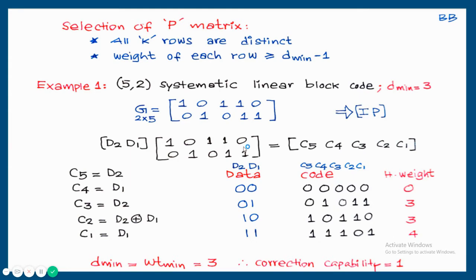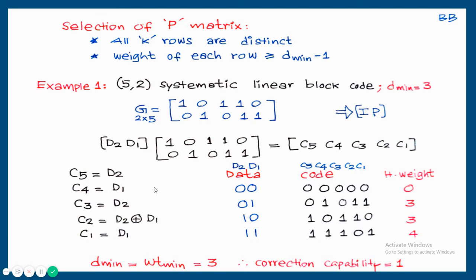The same 5 equations I am using here for writing the code. First I wrote D2 D1. It's a (5, 2) code, only 2 data bits. I am writing all possible data bit combinations here: 0, 0, 0, 1, 1, 0, 1, 1. Out of these 5 bits, the leftmost 2 bits are data bits, so without any calculation data bits can be written 0, 0, 0, 1, 1, 0, 1, 1. Next, the C3 equation is already here: C3 is equal to D2. So this column I'll write from D2: 0, 0, 1, 1. That is why here also I wrote 0, 0, 1, 1.